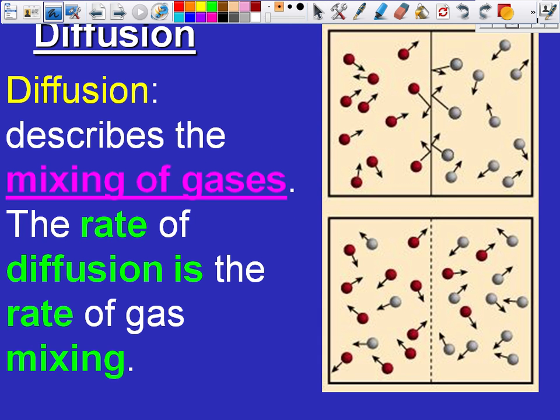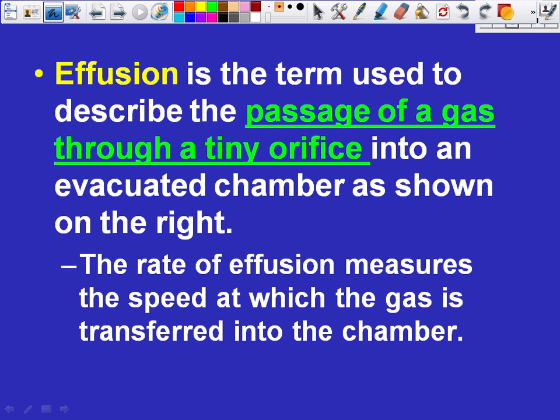All right, same exact thing, diffusion, mixing of gases. If you look at the drawing, notice there's a partition. They are bouncing off these partitions. They're not mixing, and then notice what happens. As soon as we take away the divider, you've got some red moving over here, some gray moving over here, so you have a mixture of gases.